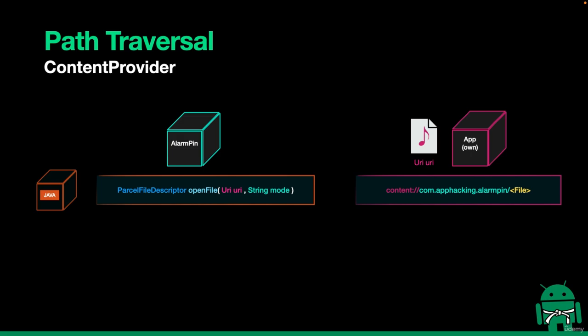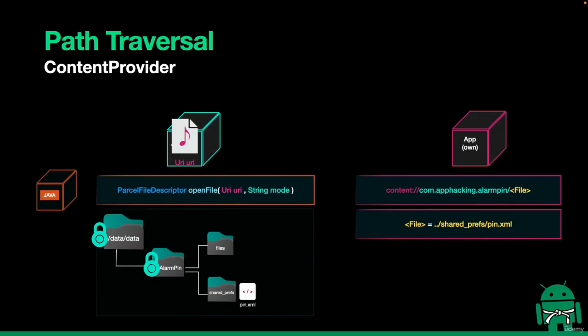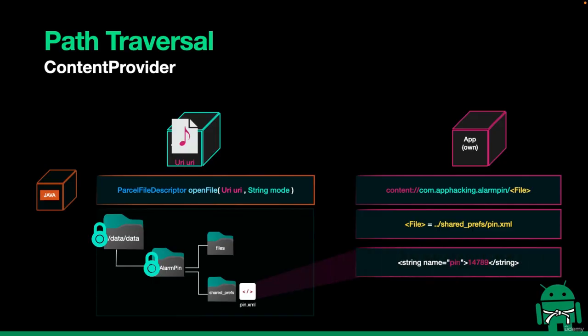content://our authority and then /file. And now the file is simply a path traversal which goes back one directory, entering the shared preferences and opening the pin XML. Depending on the code, the application is displaying this content or it's returning this content back to our own application, which would be even more amazing for an attacker, because this would be exploitable remotely. So we could use this content scheme to access every file in the protected data directory of this application.